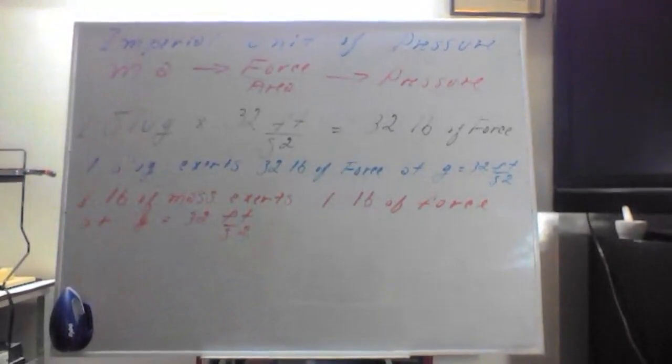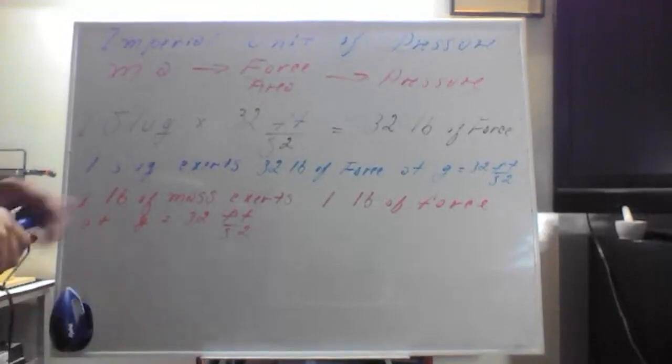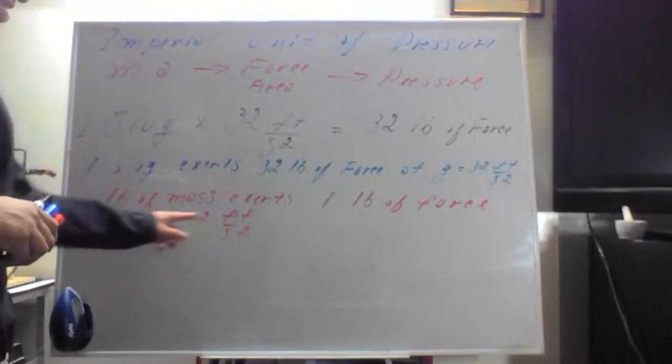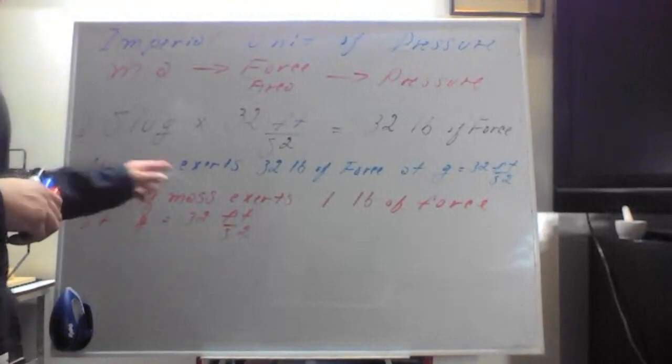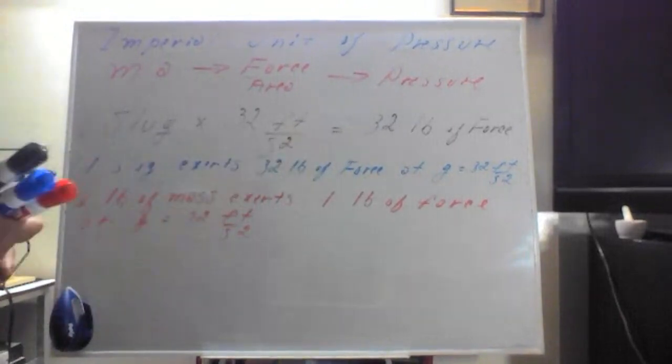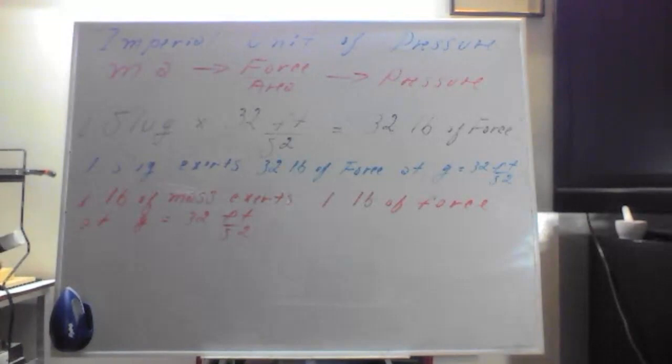So that's how we get the imperial units of pressure. We got the imperial unit of mass, 1 slug. We get the acceleration due to gravity in imperial units. And when we put them together, we get the force exerted by 1 slug, 32 pounds of force on the Earth's surface. If we take a fraction of the slug, 1/32, we get what is called 1 pound of mass. 1 pound of mass exerts 1 pound of force in the Earth's gravitational field. So when G is equal to that number, then 1 pound of mass will exert 1 pound of force. That's how we got the imperial unit of pressure, and that's what we're going to use.